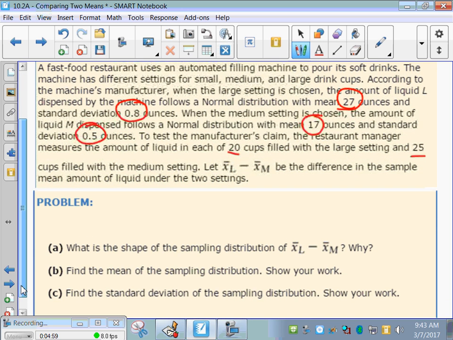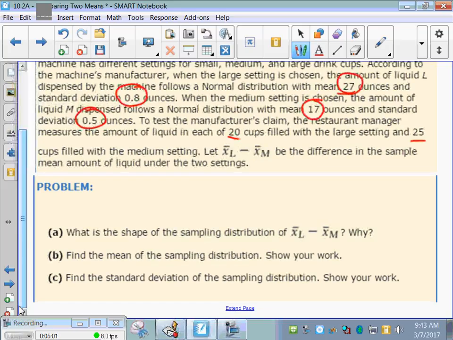So what is the shape of the sampling distribution? This one's pretty easy. What's the shape, you guys? It is normal. Okay, why? Because both the populations are normal. So we don't have to check anything else. We can say normal because populations are normal.